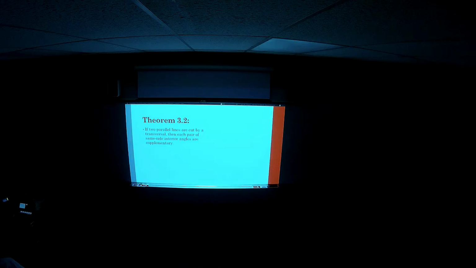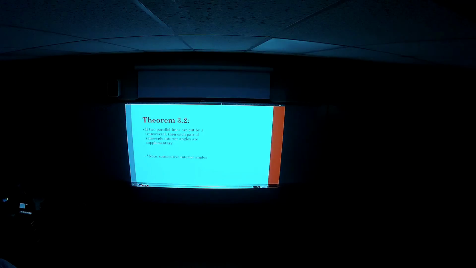Okay, so same side interior angles, that's what we're going to be talking about. They're supplementary to each other. Supplementary. Okay, so when we look at this, let's take a look at the actual name. This is what the book refers to it as, which I think is really goofy. They call them consecutive. Sorry, it'll be up there in a second. Okay. So consecutive interior angles. That's what the book refers to them as.